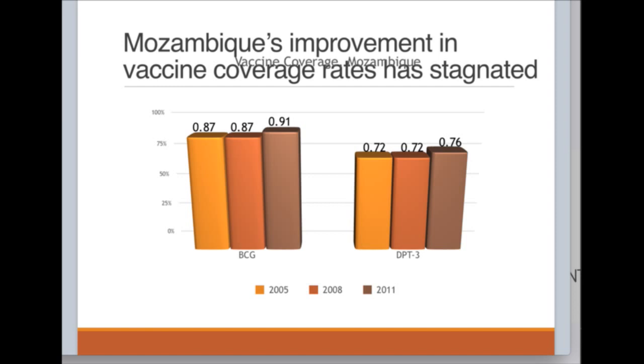That is the 20%. The same thing has been happening in Mozambique. If you look at the graphs here with our BCG, coverage stopped at around 80% and goes up a little bit to 90. But between 2000 and 2011, we were at the same place in terms of coverage. And DPT-3, same thing, stagnated at 70 to 75%. So what we have here is a system that is stagnated, and therefore we're not improving our coverage.